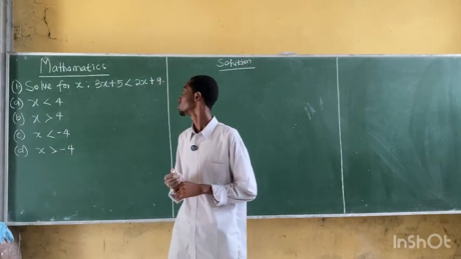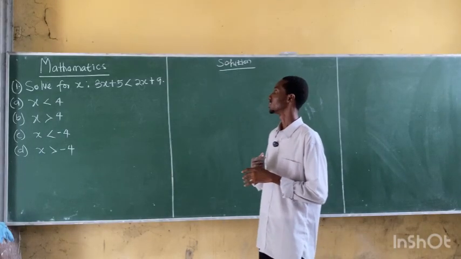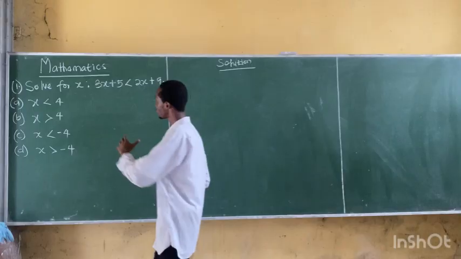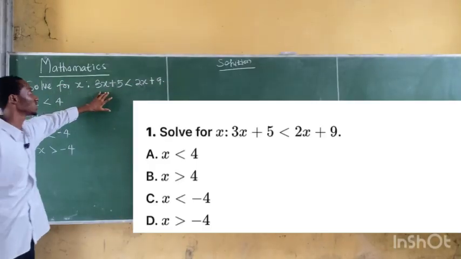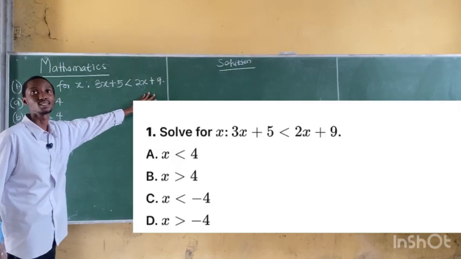In today's class, we'll be solving over 10 most repeated exam questions. The first question we have on the board: solve for x in this equation. 3x plus 5 is less than 2x plus 9.